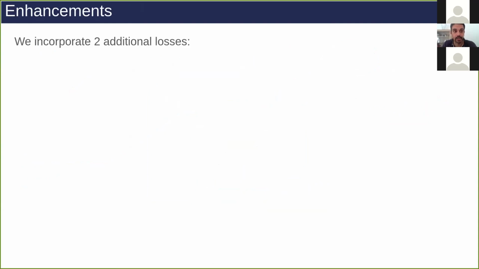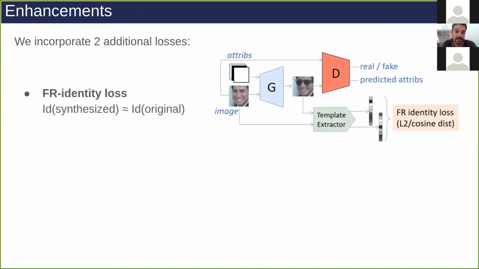So these are the architectures, and the enhancements that we made were incorporating two additional losses. One is called the face recognition identity loss. I don't want to just say identity because sometimes there is the single identity loss, but this is related to face recognition. What we want here is that the identity of the person in the synthesized image is very similar or almost identical to that of the original image, okay? How do we do that? Well, we use a trained template extractor, like a good face recognition model, to extract the face recognition templates that encode the identity. And then we compare the distance between them with an identity loss, which is basically an L2 or a cosine distance between these vectors, okay? So this is one of them.